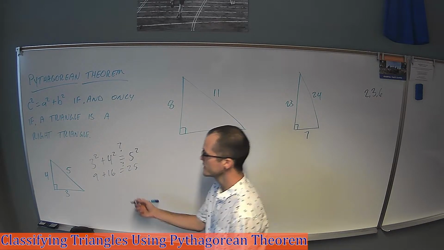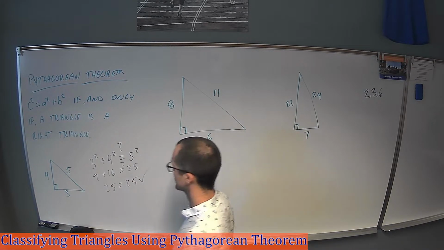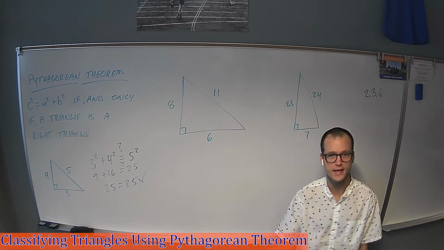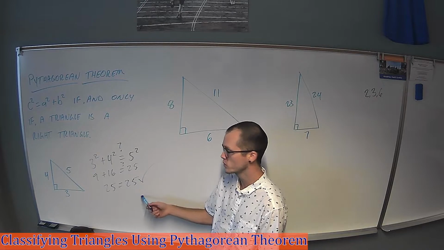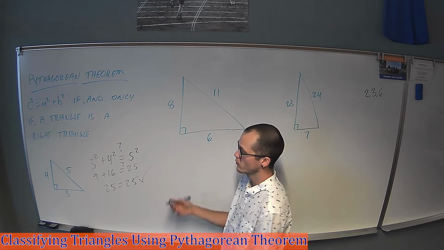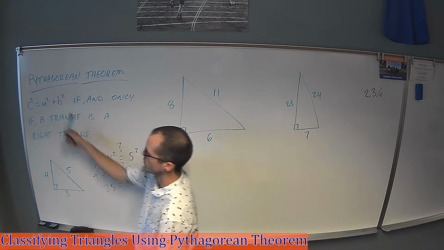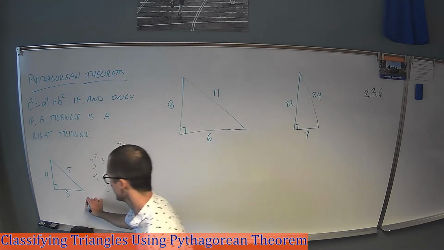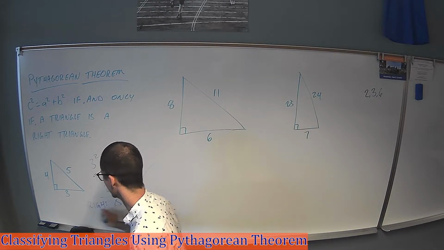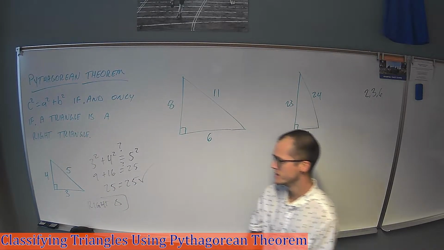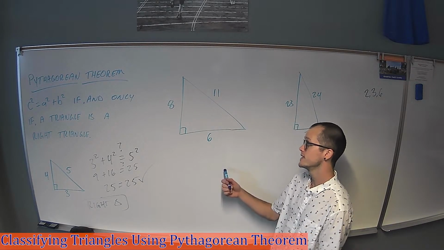Well, 9 plus 16 is indeed 25. So 25 equals 25. This checks out. And what that tells us is, we're not impressed that we found that 25 equals 25. What we're interested in is the fact that c squared does indeed equal a squared plus b squared. Therefore, this is a right triangle. That's how we're going to be using the Pythagorean theorem in this particular lesson, and how we can use it to classify triangles.